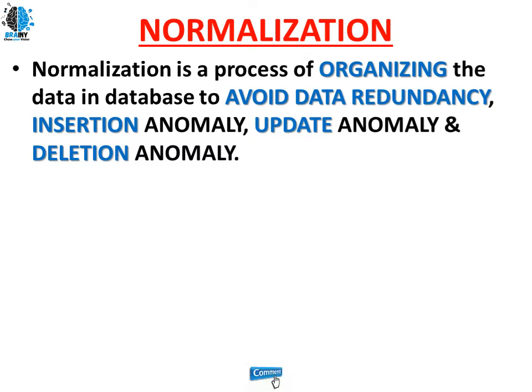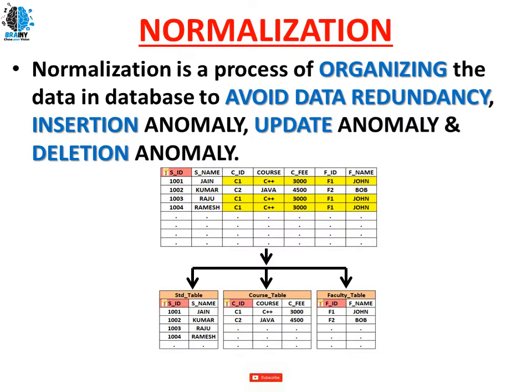Normalization is a process of organizing the data. First, it is going to organize the data in the database to avoid data redundancy. Data redundancy means duplication of the data. Next, it avoids insertion anomaly, updation anomaly, and deletion anomaly. As we have seen, we have one big table, and this table is divided into three different tables.